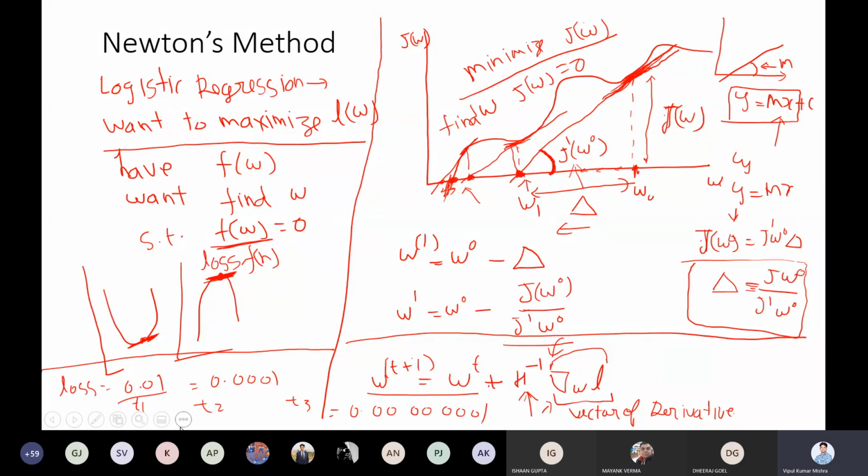Sir, I did not understand the elements of the last formula. What is H and the symbols? H is the Hessian matrix. So you can say it is the double derivative of J(W) with respect to W. And this particular part is your Jacobian matrix. Is it clear now?